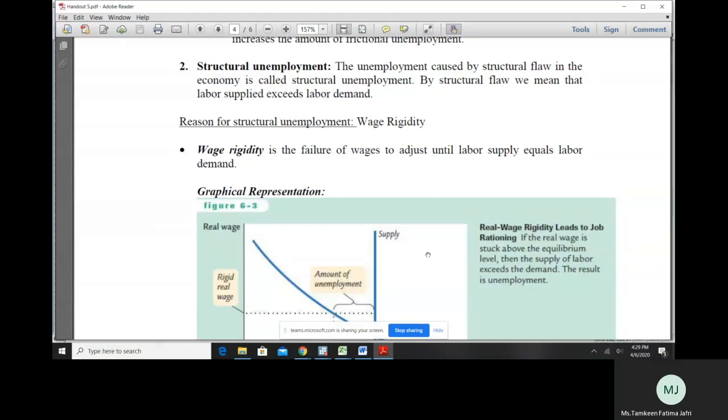So remember, when we were talking about frictional unemployment, I was saying that let's suppose there are 10 jobs and 10 people. So here supply is equal to demand. In structural unemployment, supply exceeds the demand. There's something happening in the economy which is not able to generate as many jobs as there is demand for. There can be many reasons for this.